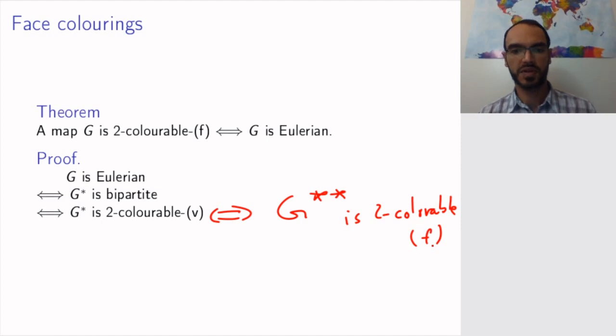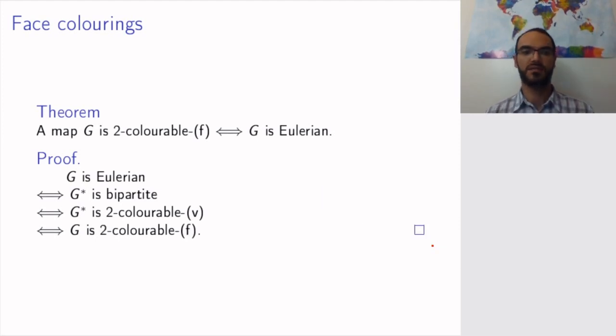But the dual of the dual is the graph itself. We're dealing with plane graphs, so the dual is well defined, and we get that G itself is two colorable with respect to the vertices. Notice that the condition for Eulerian, namely where the graph has to be connected, is immediate because all maps are connected by definition.